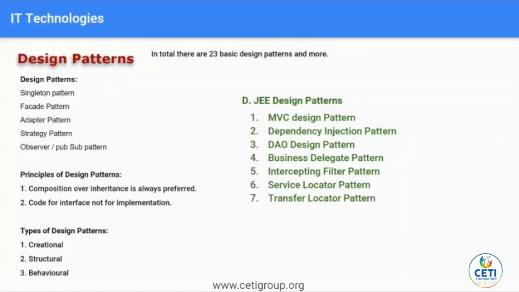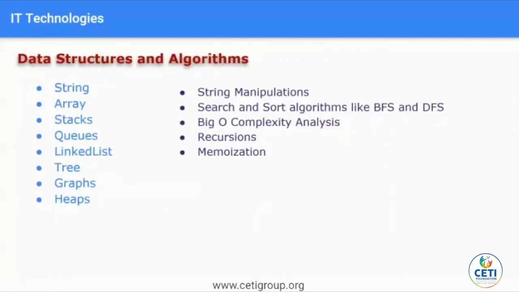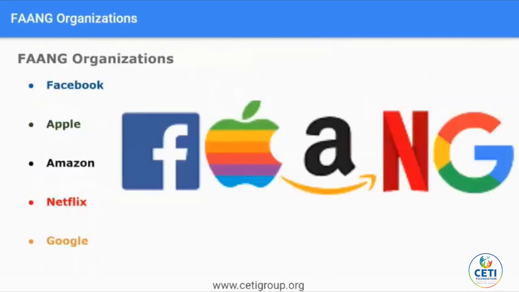Okay. And there are other design patterns also, but anyway, these all you'll find on the net, so I'll not go into it. And algorithms also, if you are planning for Google or Facebook, you can focus on these algorithms: string manipulation, search and sort algorithms like BFS and DFS, big O complexity analysis, recursions, memoization. Okay. Now, I'll just talk about this slide, and I think we can wrap up. Though I have got lots of other slides also, but seeing the limitation of time.